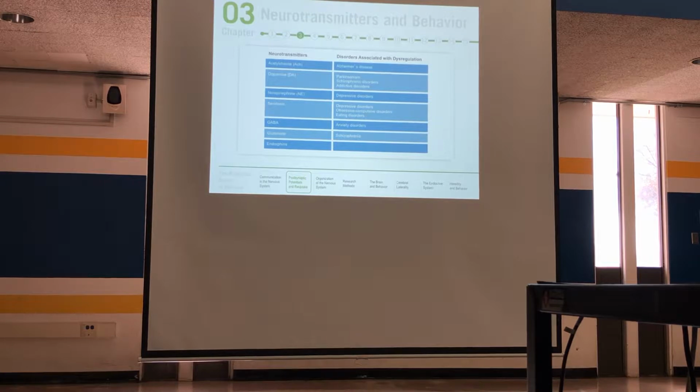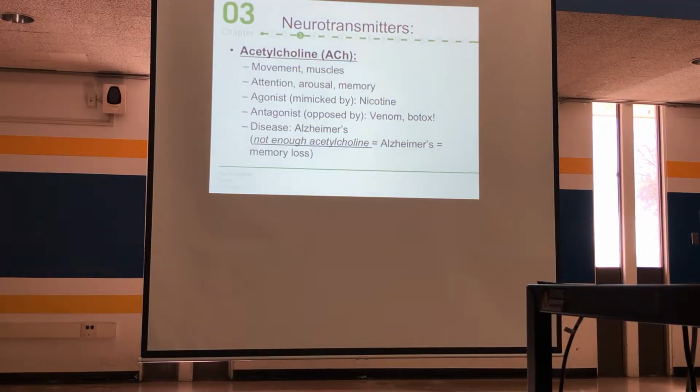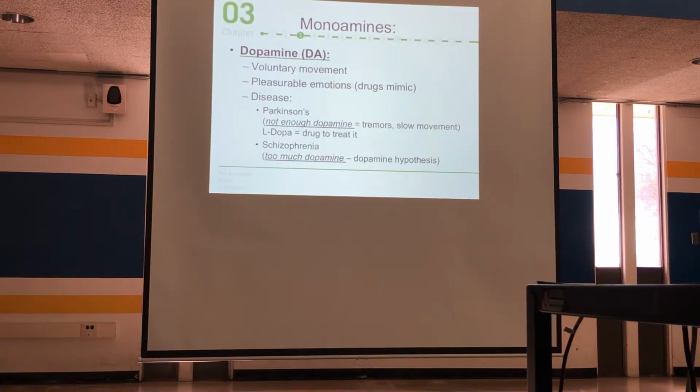So acetylcholine, what's a mnemonic? Mama has Alzheimer's. So low levels lead to Alzheimer's. What does MAMA stand for? Movement, Arousal, Memory, Attention. It doesn't matter the order. What's an agonist for acetylcholine? Nicotine. What's an antagonist? Venom and Botox. Yep.